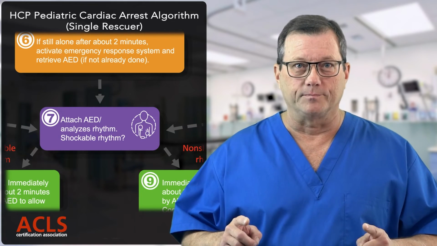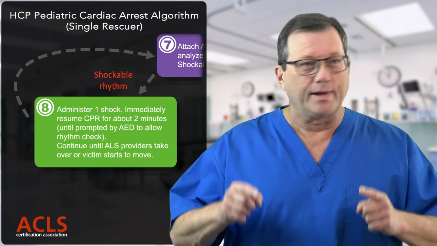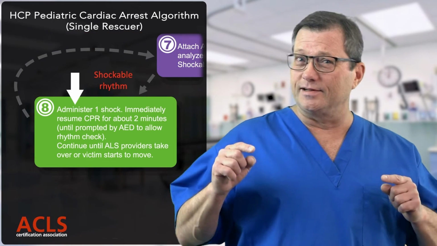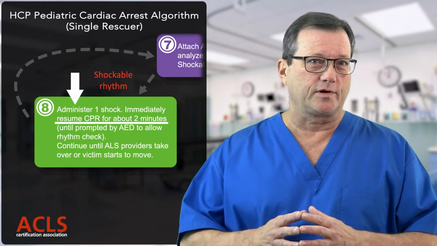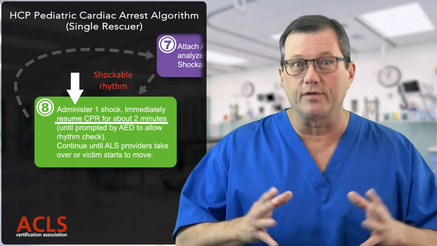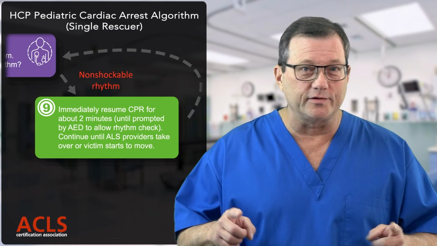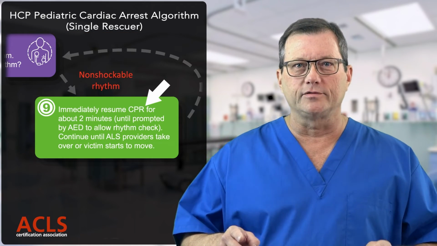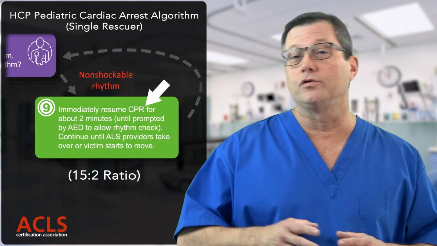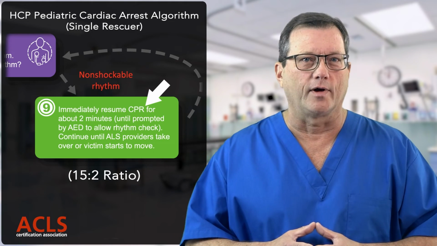Now, as soon as the AED arrives, attach it to the patient and let's see if they're in a shockable rhythm. If they are in a shockable rhythm, administer the shock. And immediately after the shock, resume chest compressions for another 2 minutes, then reassess the patient. Now, if we find that no shock is advised, continue chest compressions, 15-2 ratio if you have 2 rescuers, and wait for help to arrive.